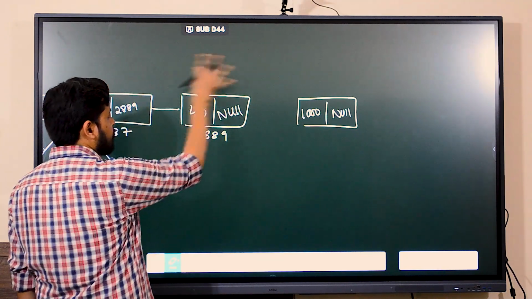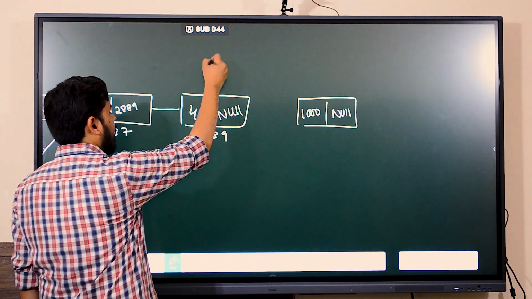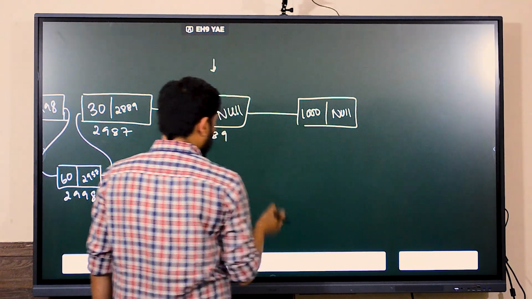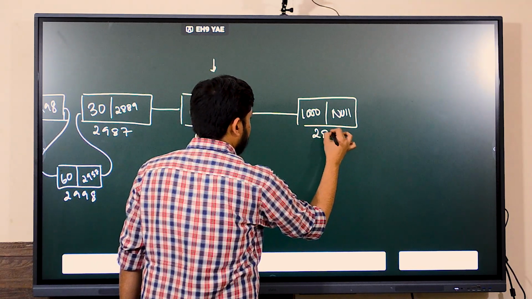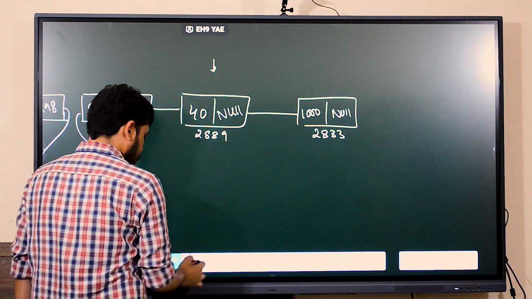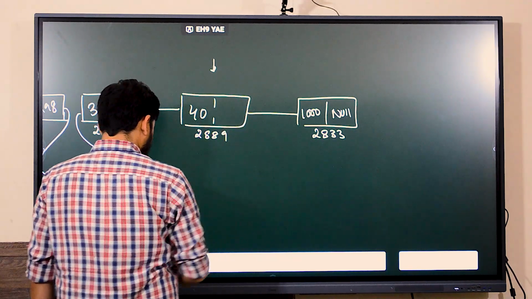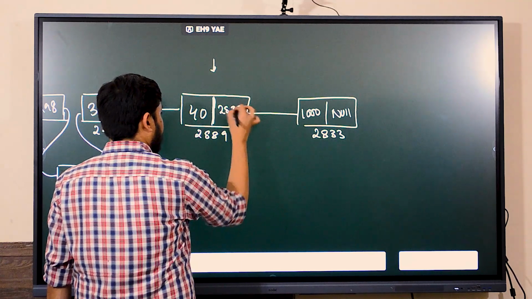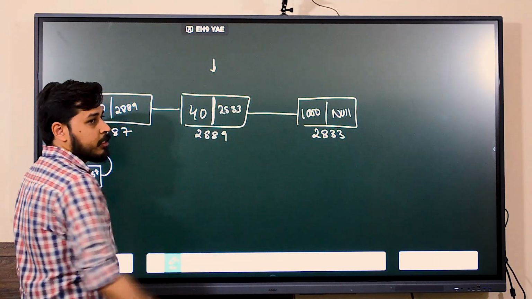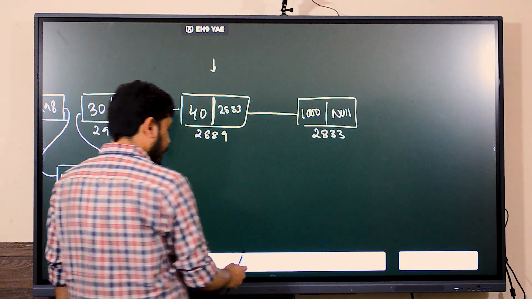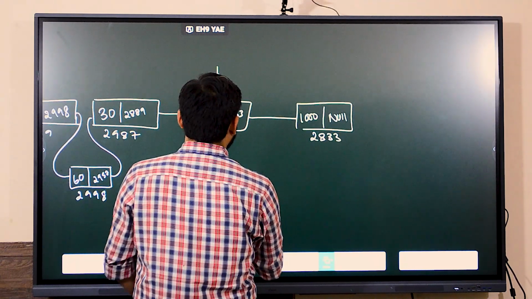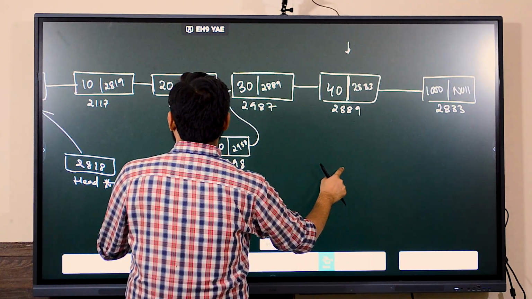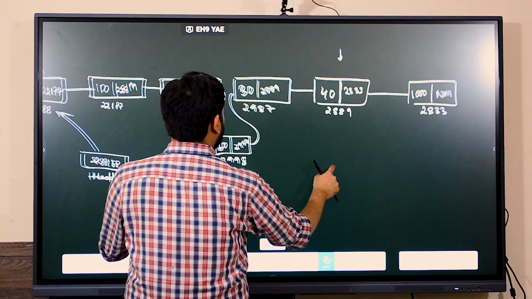You will travel to the last node. Once you travel to the last node, you will connect this node with the new node. Let's say the new node's address is 2833. You will rub out this null and write 2833 here, and this node gets connected to the new node, whose next is already null. This is how you will be able to insert an element at tail, and this is how you are going to work with this, guys.